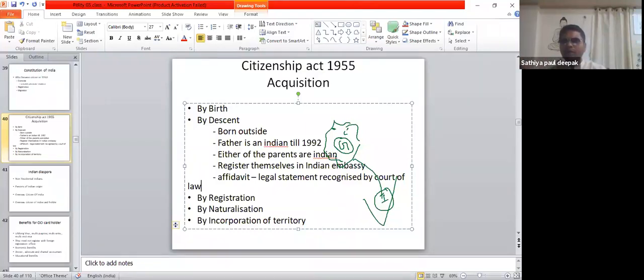Government will check the background, whether the child has got citizenship somewhere else, why they are suddenly coming and asking for Indian citizenship, why at birth they did not intend to get Indian citizenship. So all these things will be analyzed, and then the government of India will say whether I'm granting citizenship or not.